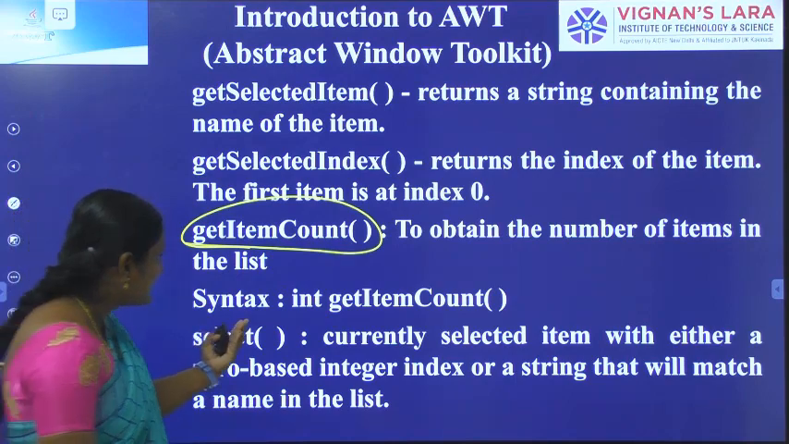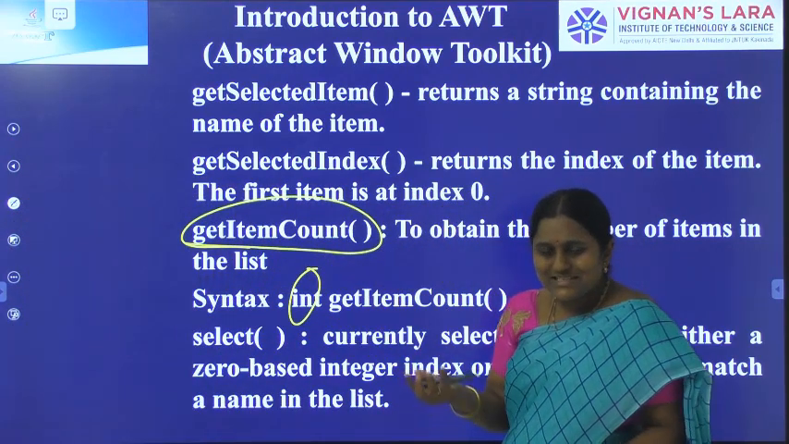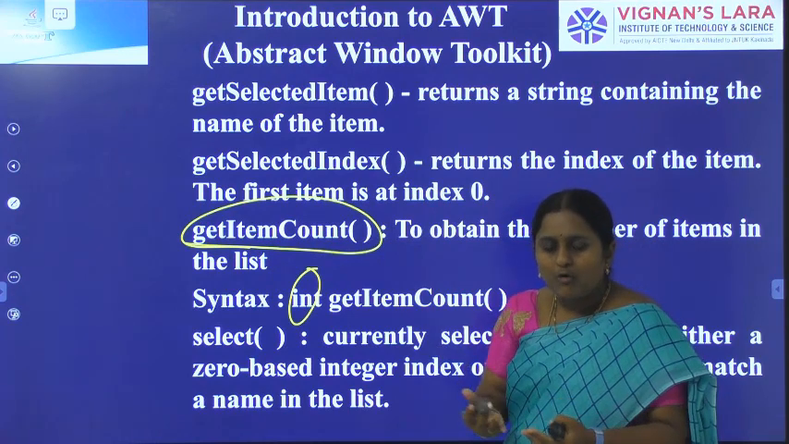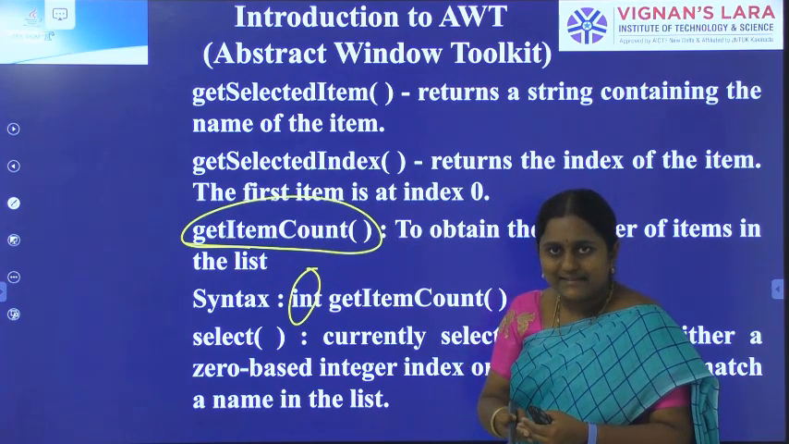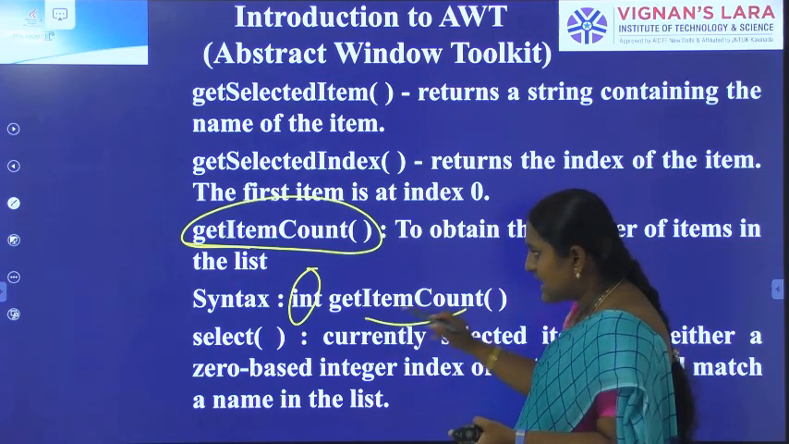So what is the syntax? It returns the integer type. getItemCount: sometimes we want to know how many items are added in the list. How many means number, so this method returns the integer type.